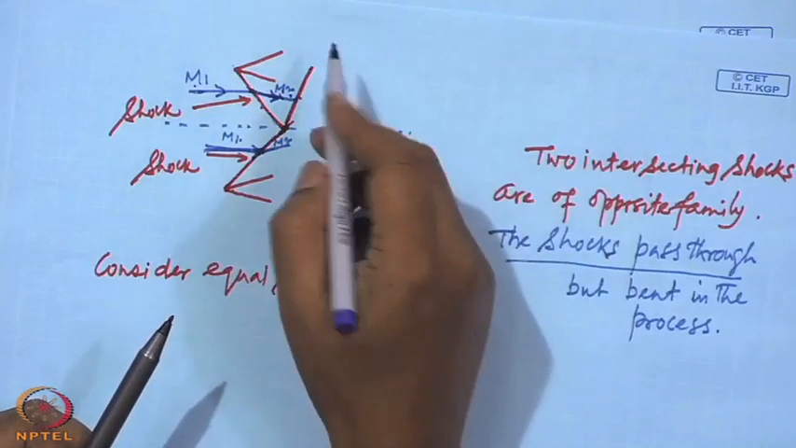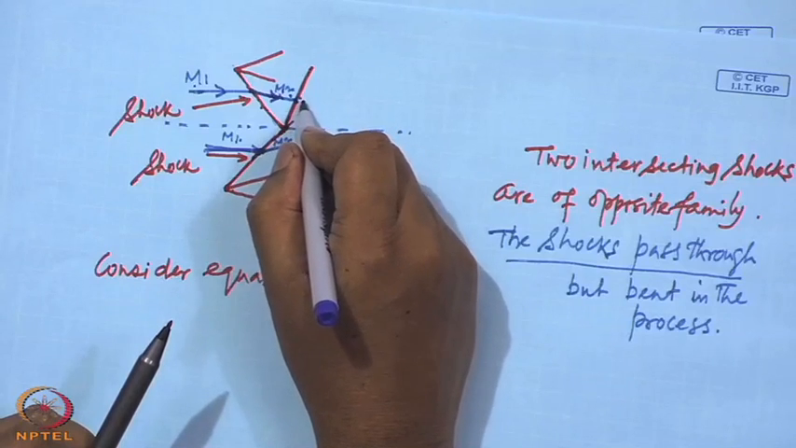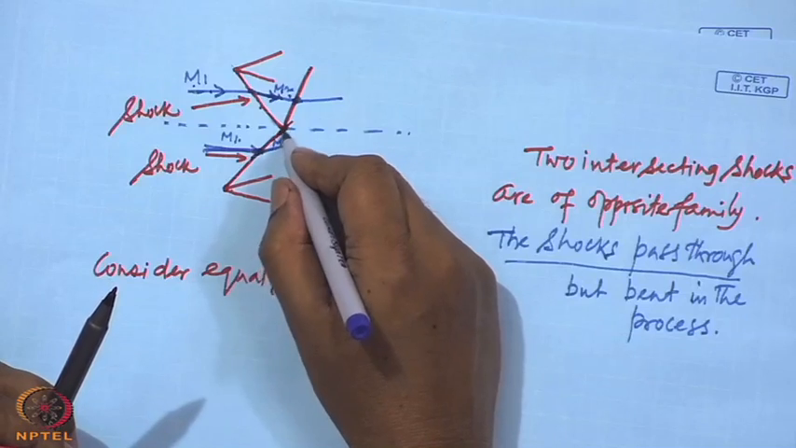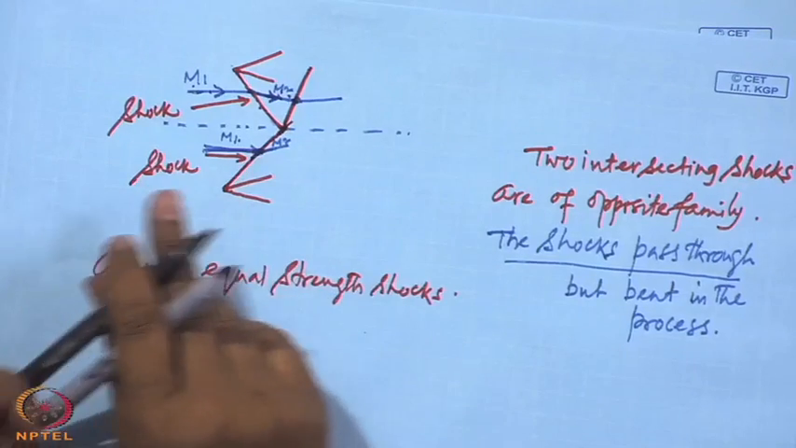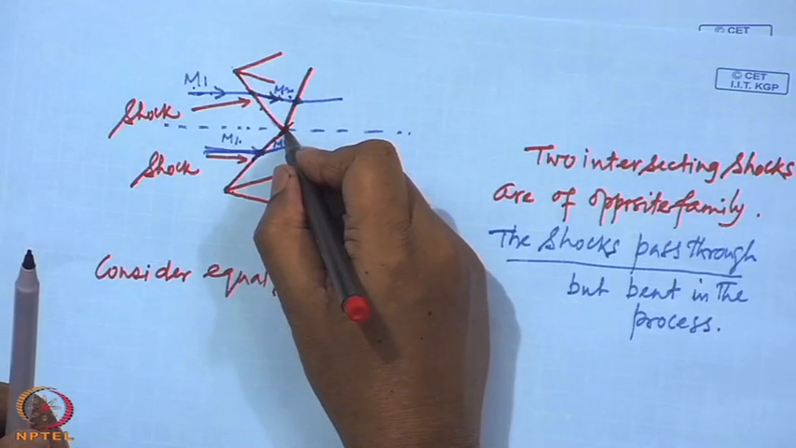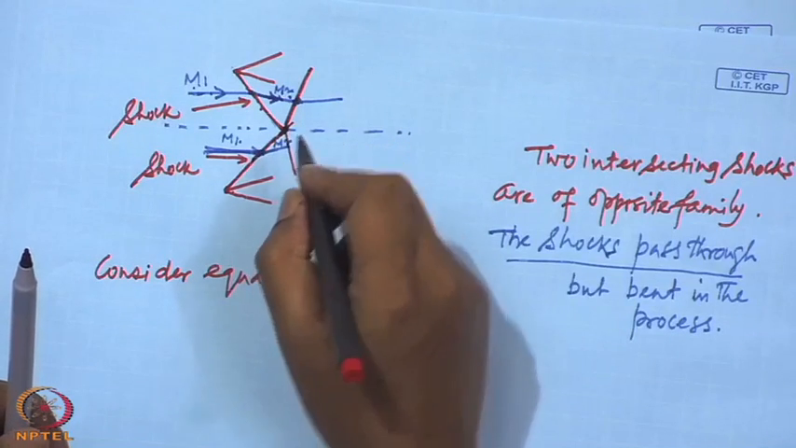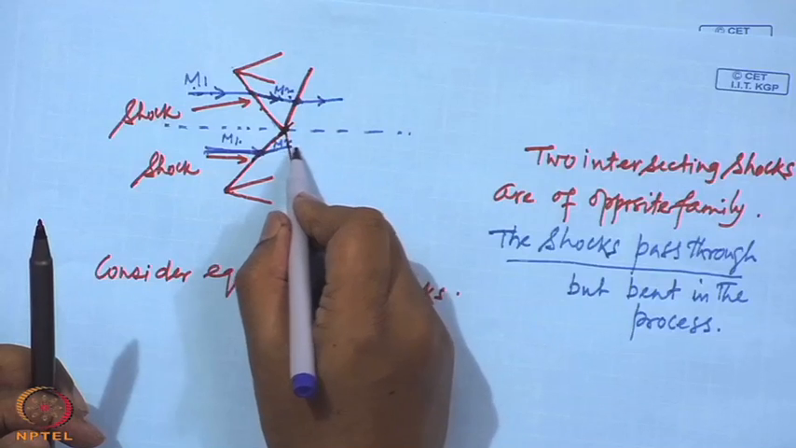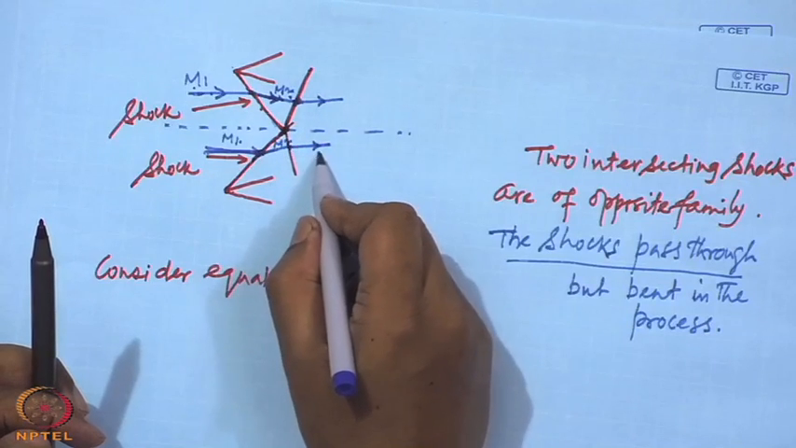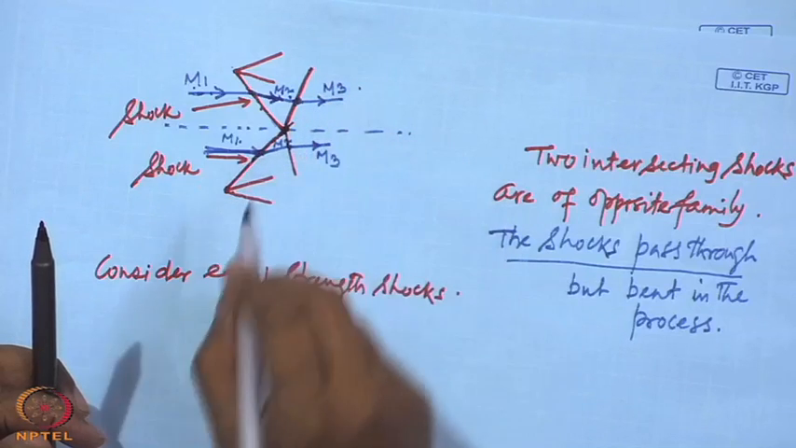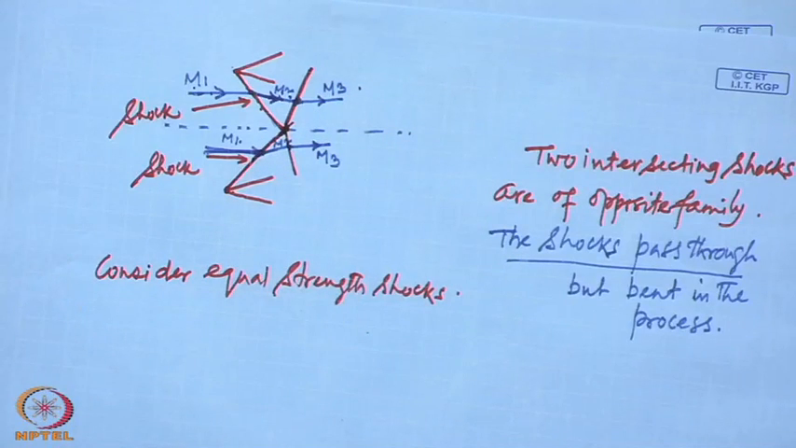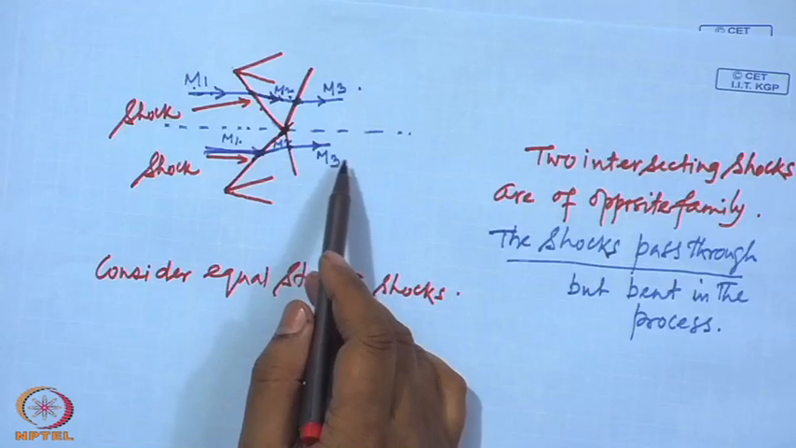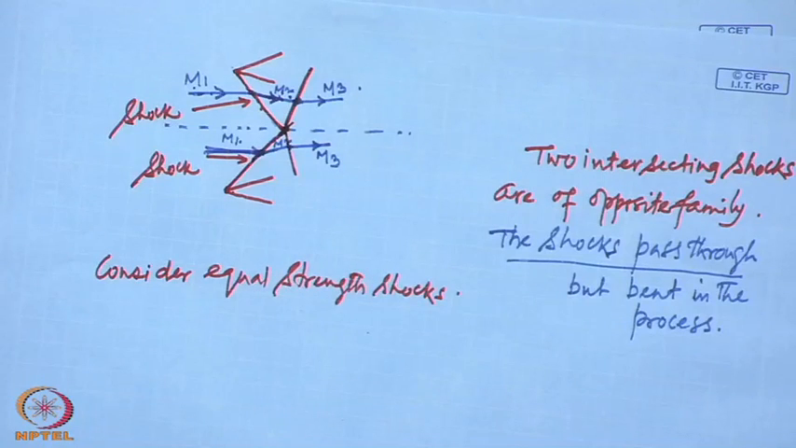And this shock of course turns the flow in the opposite direction by the same amount, so that it will become parallel to what it was coming earlier. Similarly, the same logic applies here also, and consequently the shock here also, and all the flow parameters anywhere in this configuration can be determined using the shock relations.